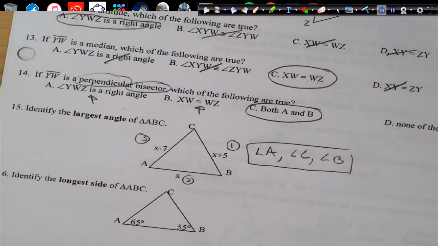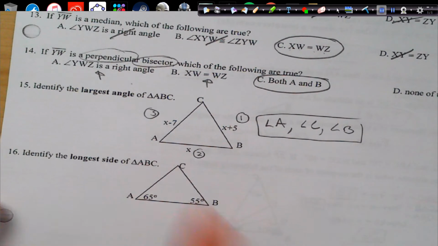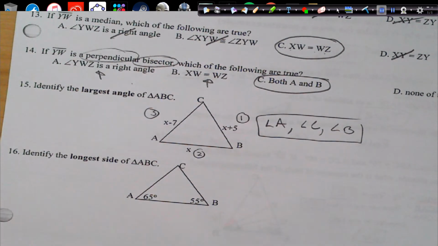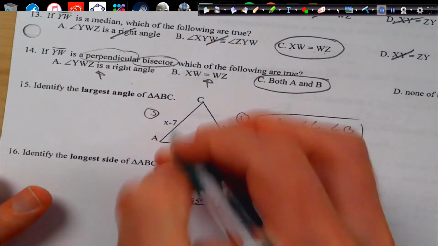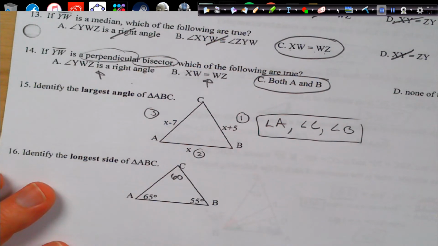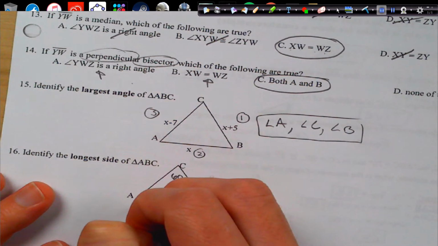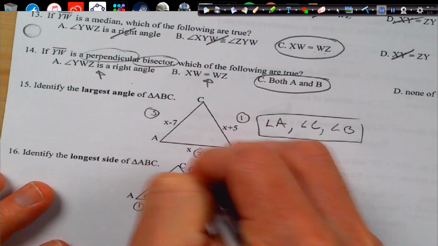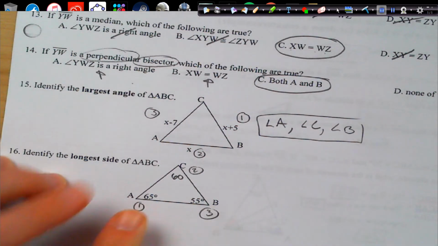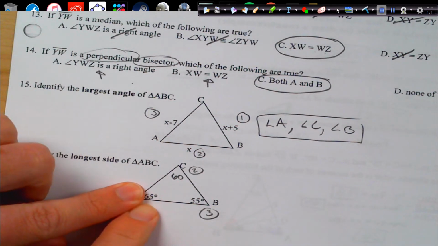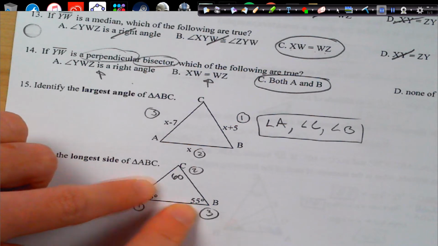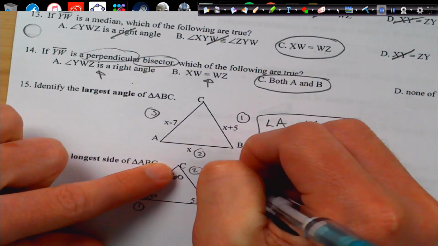Okay. Identify the longest side. Well, I have 65 and 55. Let's add those two together. It's 60. All right, so the largest angle is here, second largest, and third largest. Put my fingers on the angle. The segment that's opposite from it is CB, which is the name of my dog.